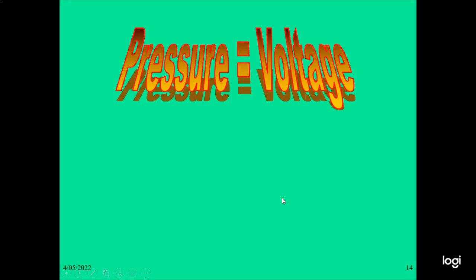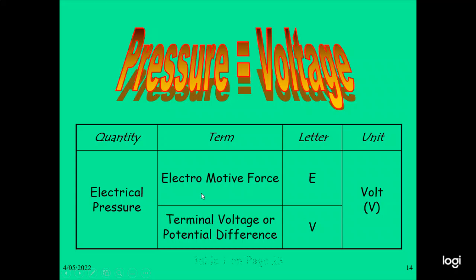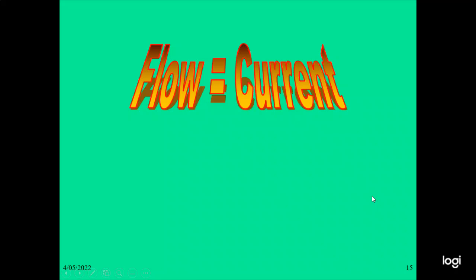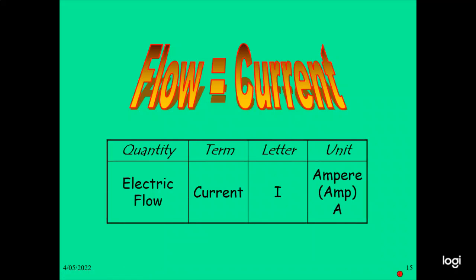Pressure depends on the voltage. Electrical pressure is voltage; in this case, electrical pressure is the electromotive force. We use the symbol E, and terminal voltage or potential difference is V. The unit is the volt. Flow is current: electrical current flow, symbol I, and the unit is the ampere, A.